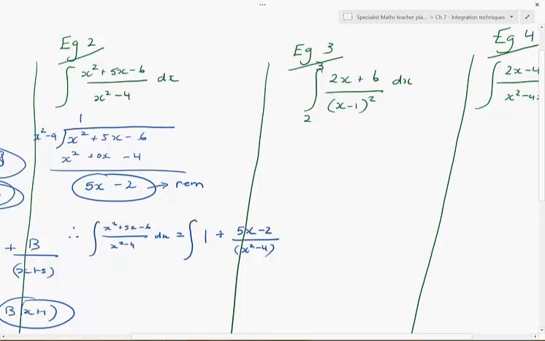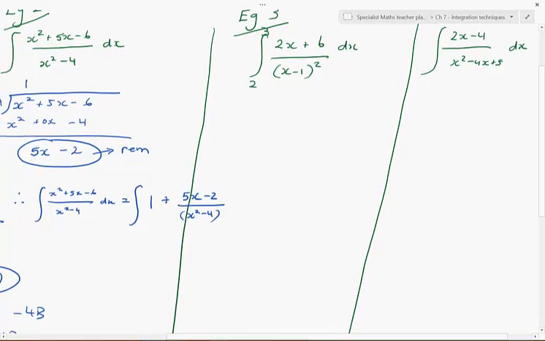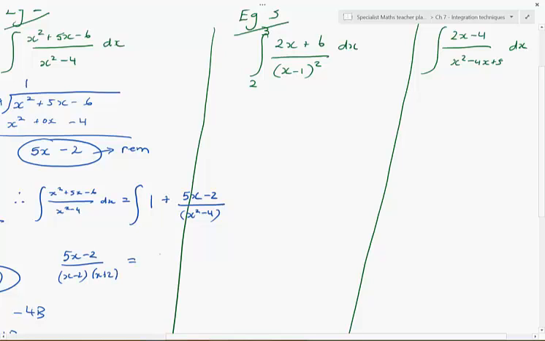I actually have to do partial fractions now, don't I? Yes, I do. This is getting a bit messy now because it's not that easy doing it on this thing, but I'm going to do partial fractions for this. Let's first of all just say that 5x minus 2 over x minus 2, x plus 2 is equal to A on x minus 2 plus B on x plus 2. Is that right? Yep.